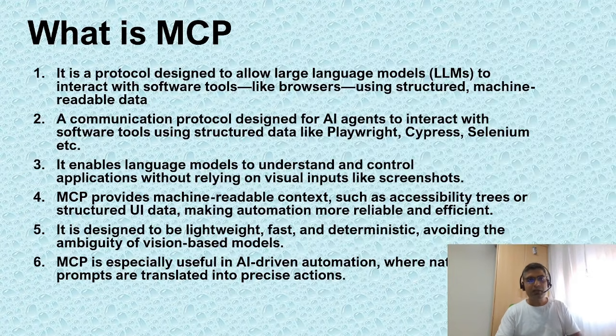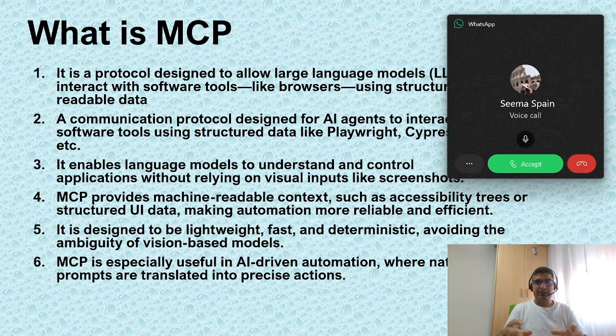Now, what is MCP actually? I'm talking about it for many minutes, but what is MCP? As per the definition, it is a protocol designed to allow LLMs to interact with software like browsers. This is what we have already explained, right? Then, a communication protocol designed for AI agents to interact with software tools, using structures like Playwright. So all these are the standard definitions. On a high level, MCPs are nothing but an implementation of Playwright in the MCP. Anybody can write one. Let's say the Playwright people come up with an MCP protocol related thing.